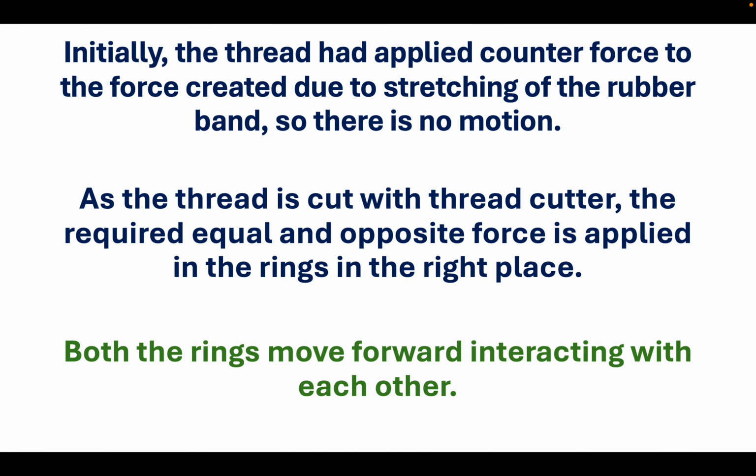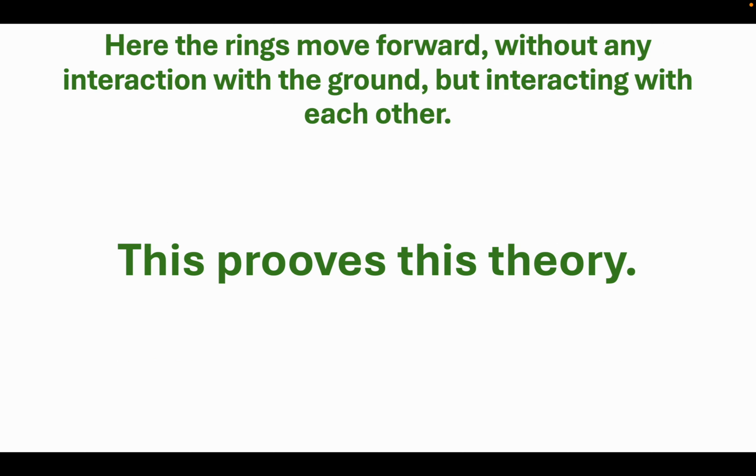Okay. Initially, the thread has applied a counter force to the force created due to the stretching of the rubber band, so there is no motion. As the thread is cut with the thread cutter, the required equal and opposite force is applied on the rings in the right place. Both the rings move forward, interacting with each other. Here, the rings move forward without any interaction with the ground, but interacting with each other. This proves this theory.